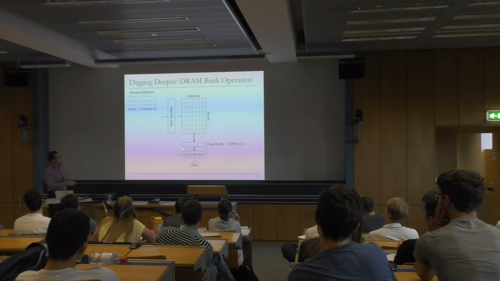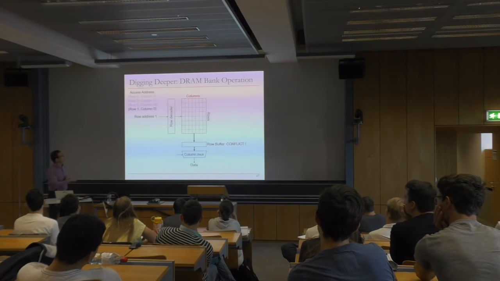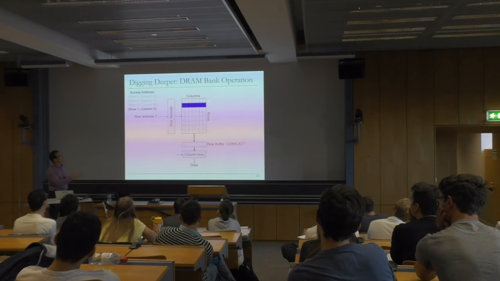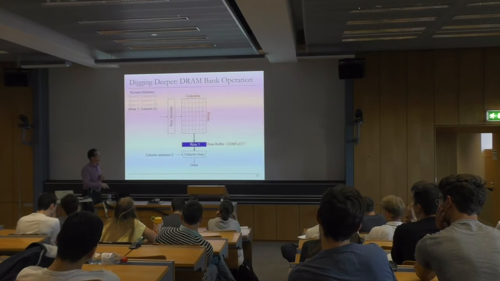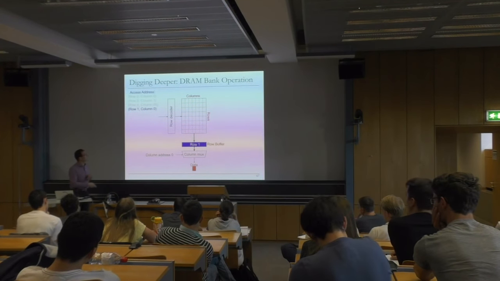Now, that's the first step. Now the row buffer is empty. Now we need to open row 1. So you need to send an activate command to row address 1. The DRAM chip activates that row and brings the data into the row buffer. And then the memory controller can now send column address 0, finally, after opening the appropriate row in the row buffer. And the DRAM chip sends column 0.